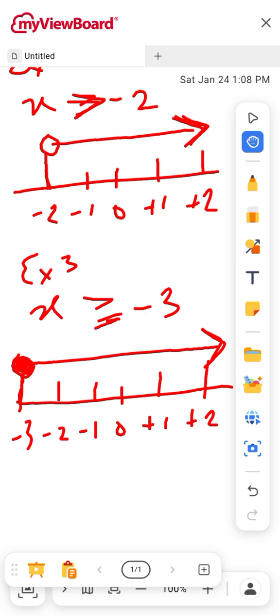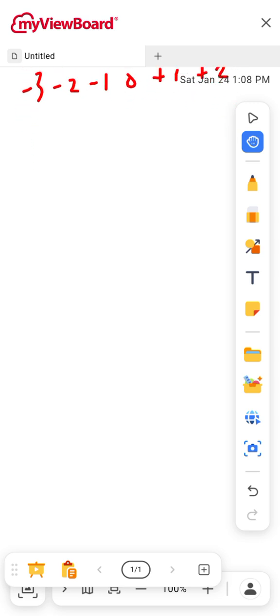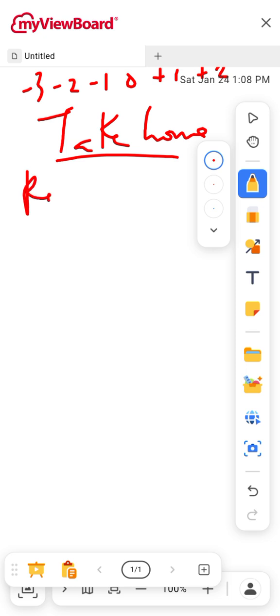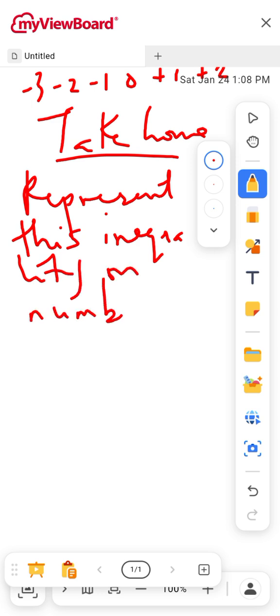So that is how to represent our linear inequality sign. We are still going to have so many video editions. We are not yet done. So we are going to stop here in order not to make the video too long. So your own take home now, you are to represent this inequality on the number line. Okay, our very first one is x less than 1.